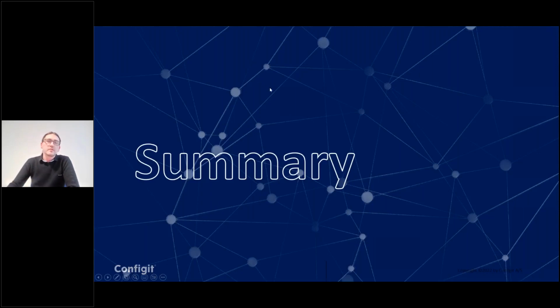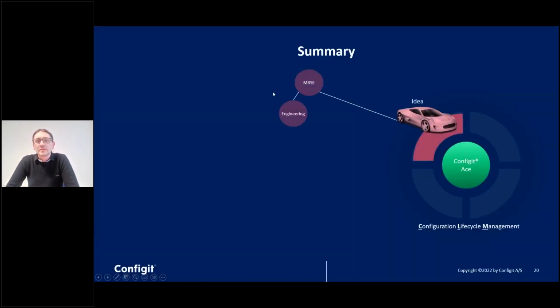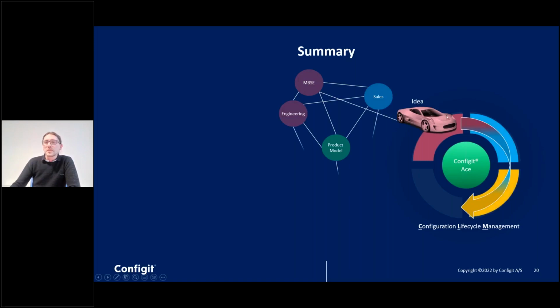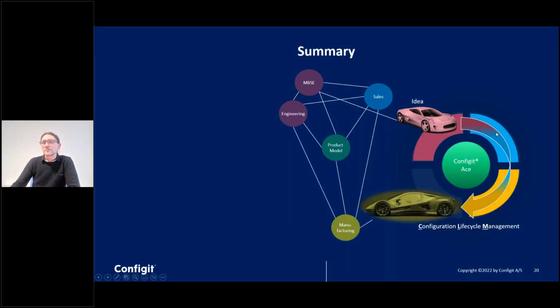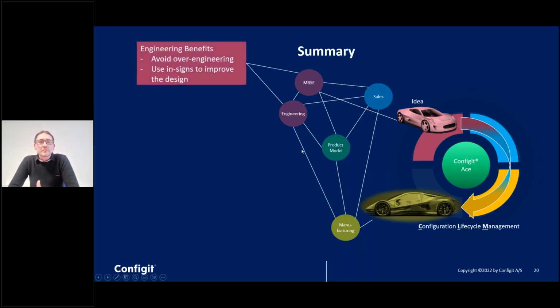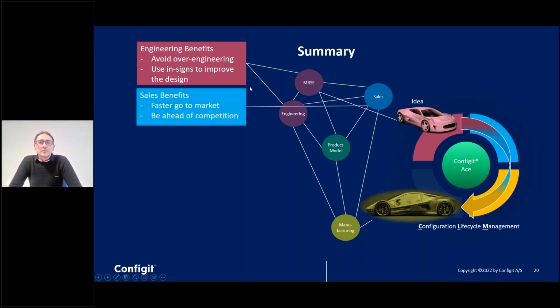So, summarized, all of that means we have now started from the idea over engineering, sales, and manufacturing. For engineering, the main benefits are that you avoid over-engineering, and that you can use the insights to improve your design and what you want to engineer. For sales, the benefit is that you get a faster go-to-market, which helps you to be ahead of your competition. That's very important, as the earlier you get it out in the market, you maybe get the new features and functions on the market earlier than your competition.